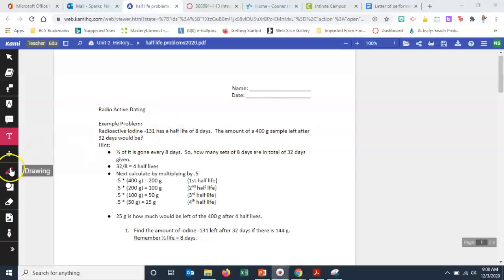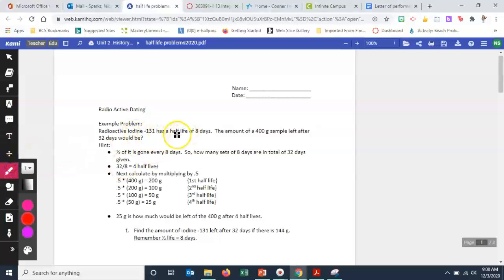Let me underline a couple of things. This is really important: the half-life of 8 days. We have an original amount of 400 grams, and we want to know how much of that 400 grams is left after 32 days. So we're breaking down how many times this half-life is going to go through in these 32 days, and then applying that. It's kind of a twofold event that we need to look at to solve this.